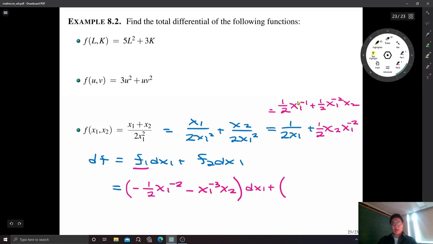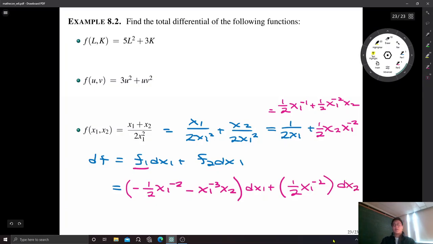And f2. So this term goes away because there's no x2 term. And for 1/2 x1 to the power negative 2, now that is a constant, so I'm going to leave it alone. And then x2's derivative is just 1. Okay, so we have this.